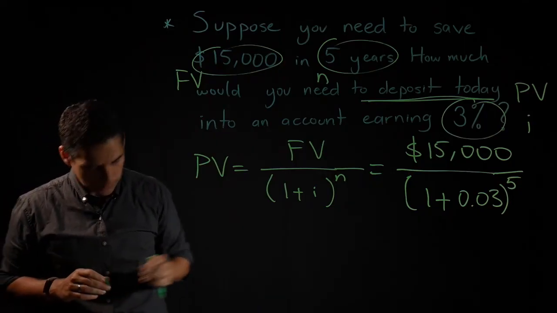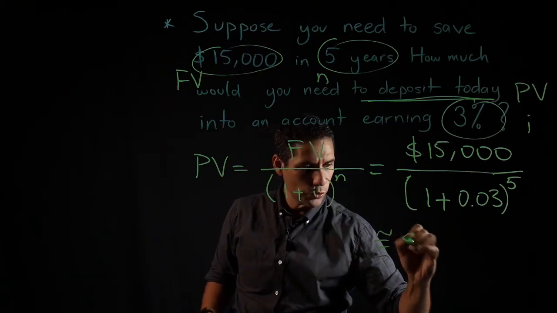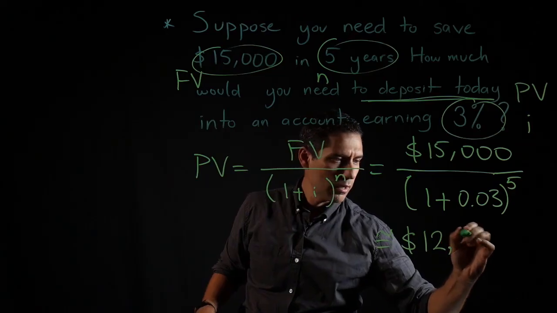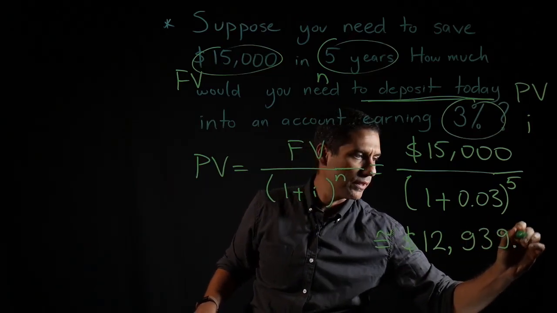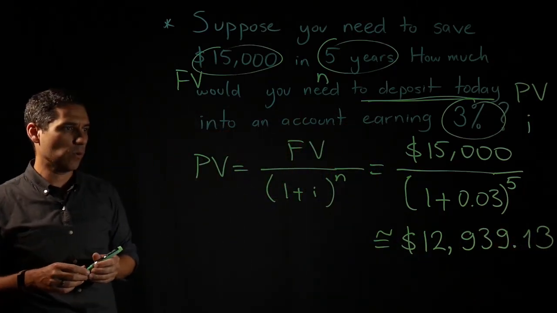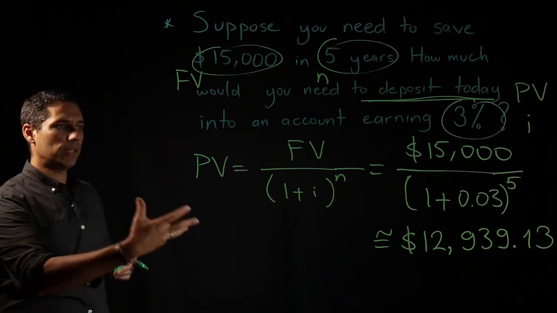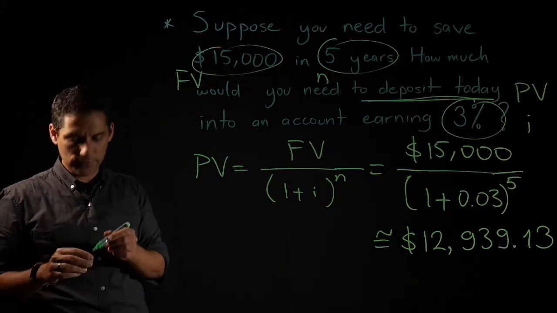And the answer is, apparently, we would have had to deposit $12,939.13. So rounded to the nearest cent, as always. Okay, so we start with $12,939, earning 3% for 5 years compound interest. We end up with $15,000.